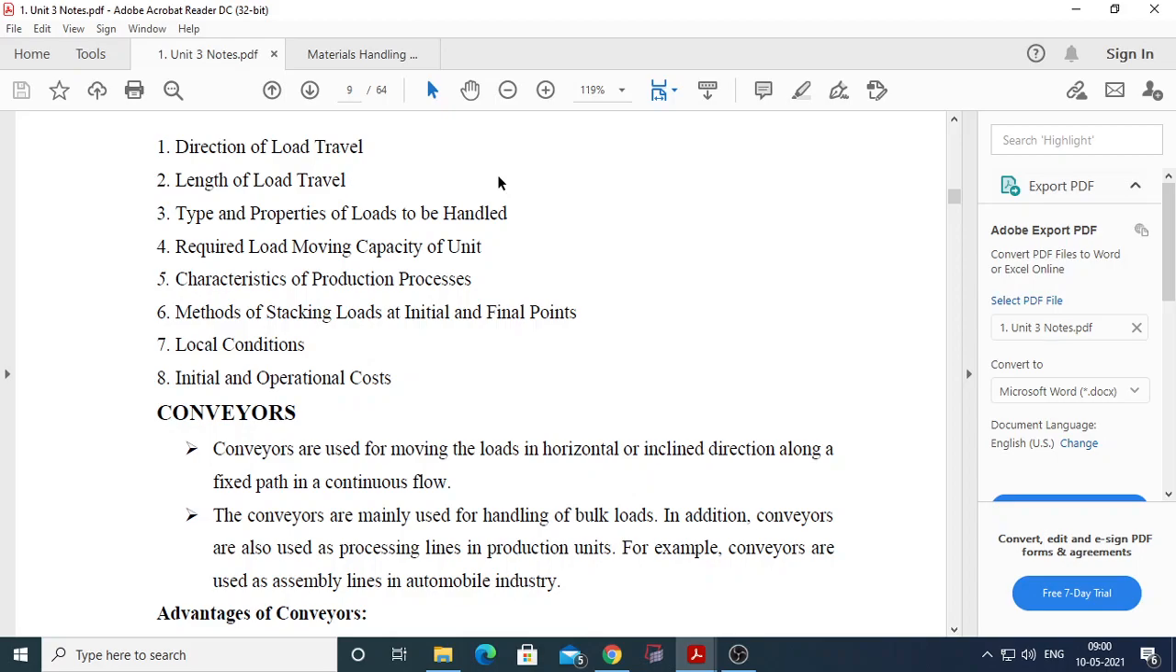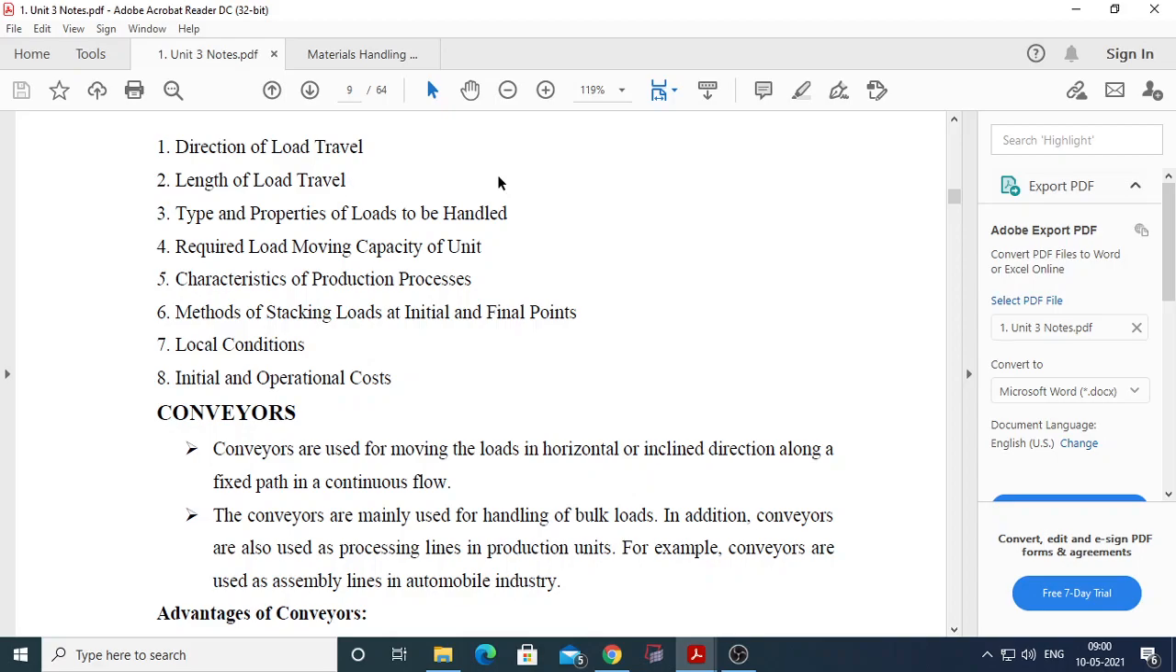If the length of the travel is very small, then we use a hoist or crane, because we have seen in the classification that a hoist transfers the load from one point to another in the horizontal direction within the coverage area of the equipment. The coverage area of that equipment is very small, so you have to use a hoist or crane.